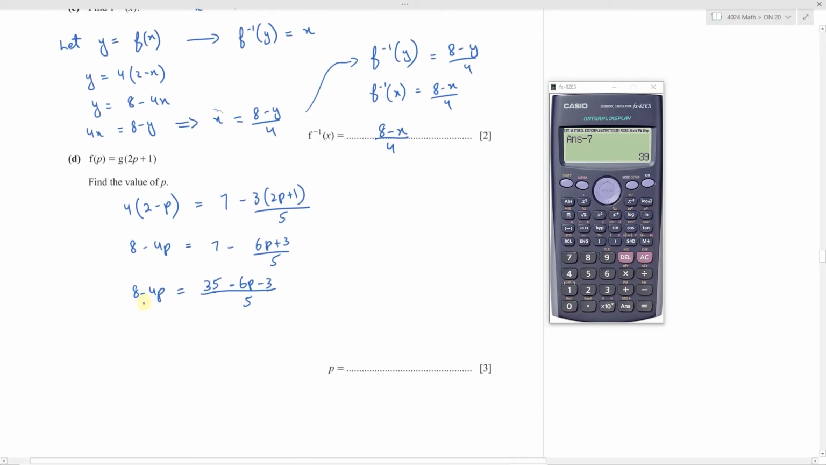So let's take this 5 to the other side and multiply. I get 40 minus 20p equals 35 minus 3, which is 32. So minus 6p plus 32. Let's bring this 32 here. Take this to the other side. 8, 20p minus 6p is 14p. So p will be 8 over 14, which is 4 by 7.